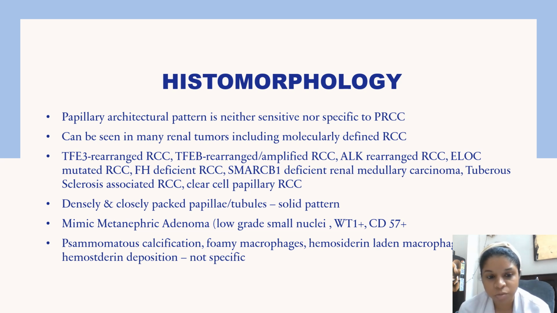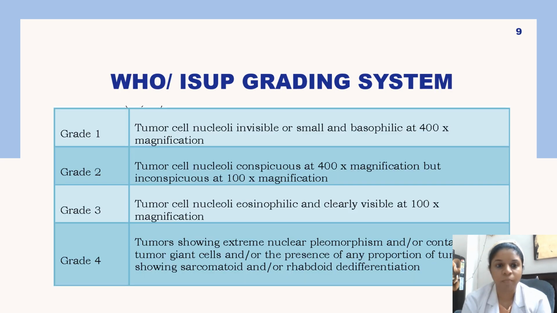Then there are other features which I also said while describing the papillary RCC entities: there can be foamy macrophages, psammomatous calcification, and also hemosiderin laden macrophages or hemosiderin deposition. But these things are not specific for papillary RCC. They can be seen in other types of tumors also, like clear cell, chromophobe, etc. So these are not specific. So not only according to the papillary architecture, you have to go for the clinicopathological context and molecular aberrations, and then only you can definitely call it papillary RCC.